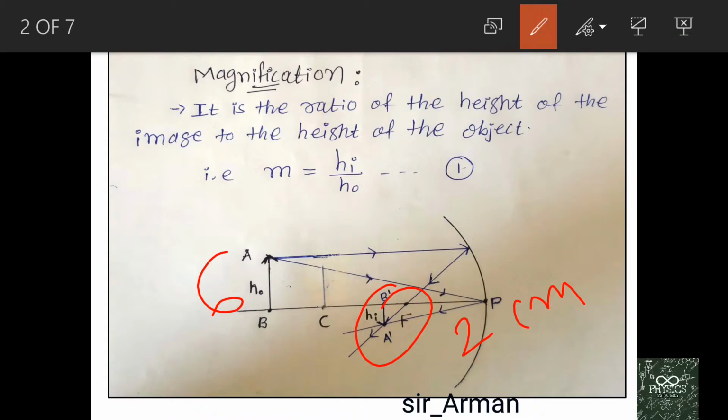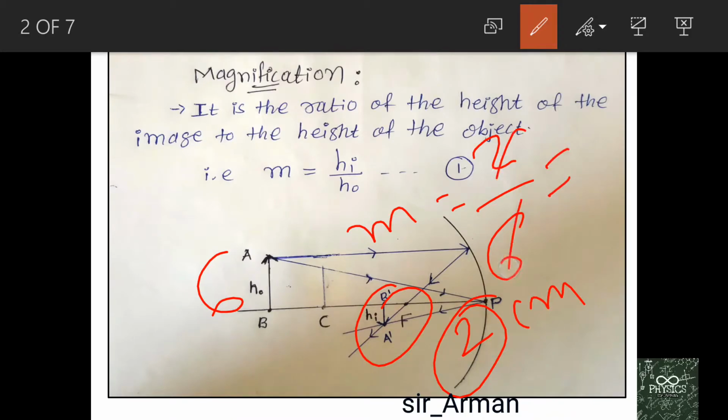So in this case what is the magnification? Here m is equal to the size of the image, 2, by the size of the object, 6. So it is 1 by 3, which means 0.33. So we can say that the image is 0.33 times magnified compared to the size of the object. This indicates that the image is smaller compared to the size of the object.